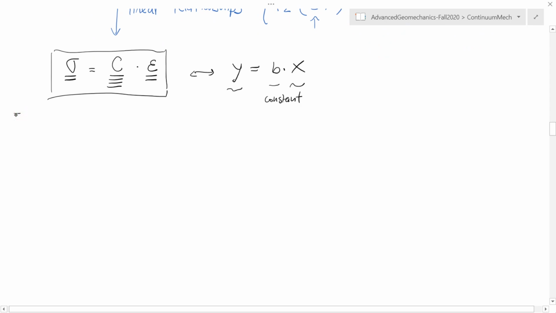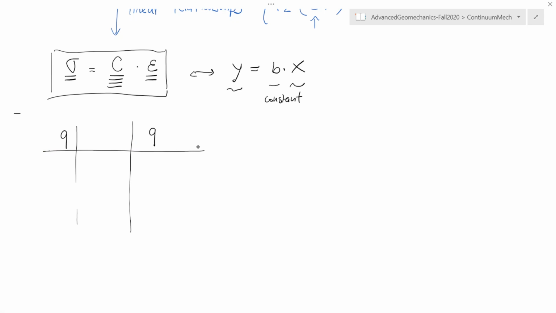All right, first of all, how many components do we have in the stress tensor in 3 dimensions? It's a matrix 3 by 3, therefore we have 9 components, right? And the same with the strain tensor, we have 9 components. So if we are relating 9 and 9 components, you would expect this fourth order tensor to have 81 independent components.